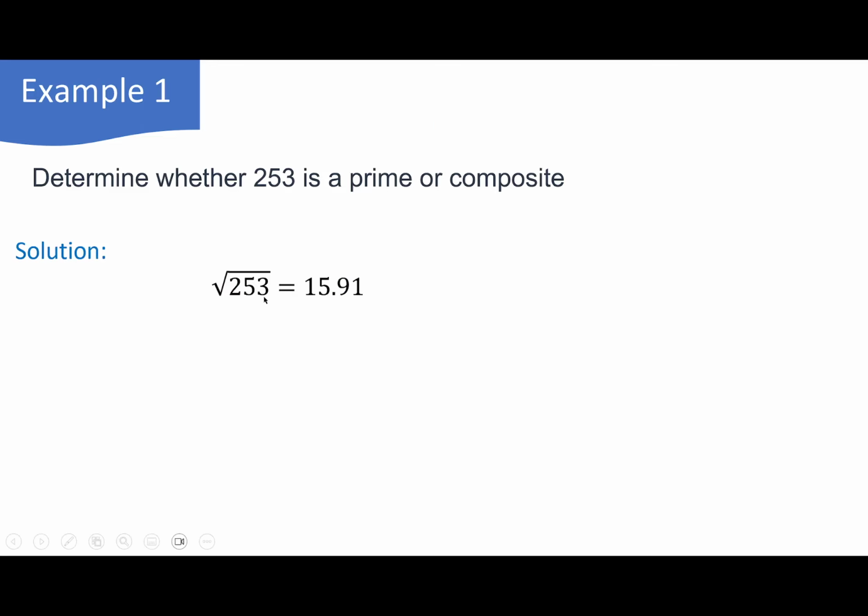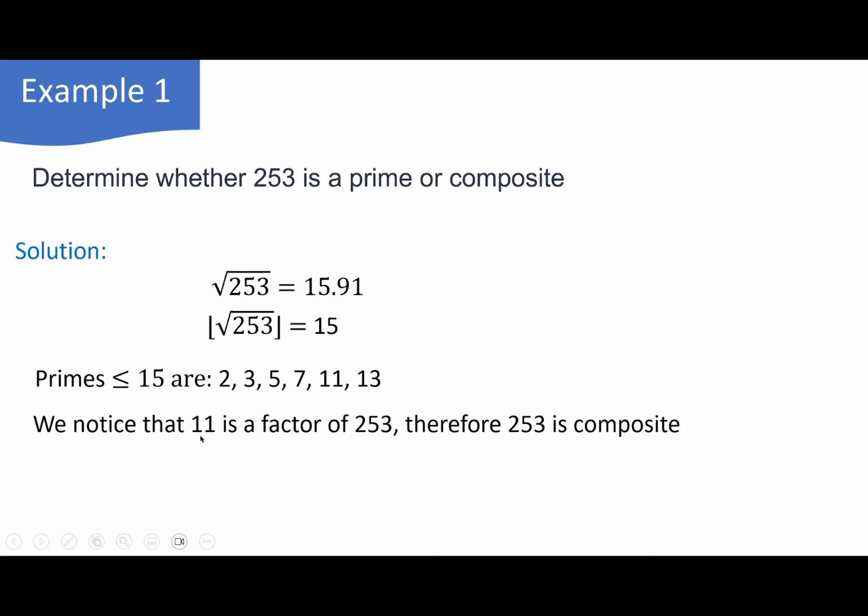Okay, we take the square root of 253 and get 15.91. I'm rounding here. So now I need the floor function of 15.91. That is obviously 15, the largest integer not exceeding this. So now you list all the primes less than or equal to 15, and you try to find out if any one of these is a factor of 253 or not. You find out that 11 is a factor of 253, therefore 253 is composite. Actually, 253 is equal to 11 times 23.